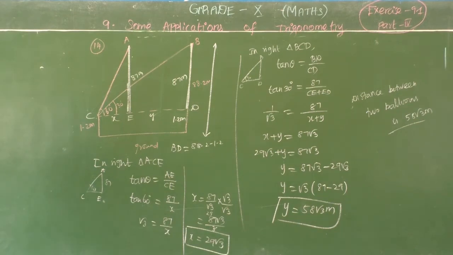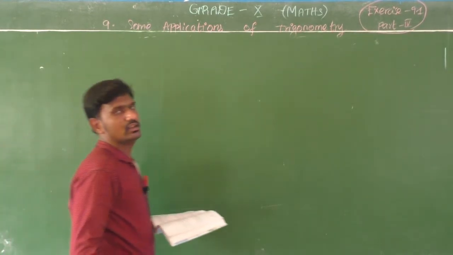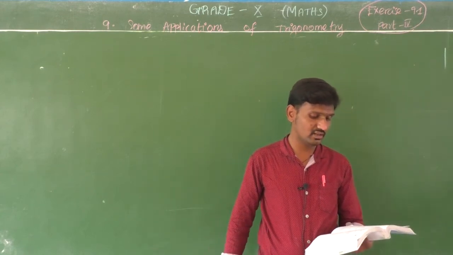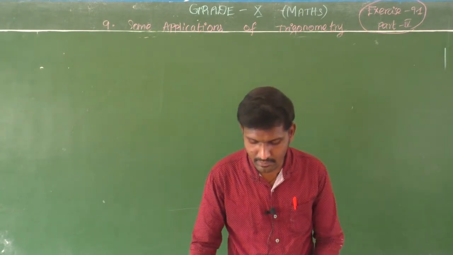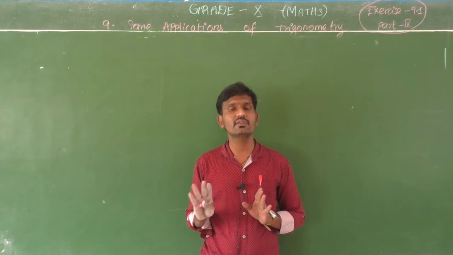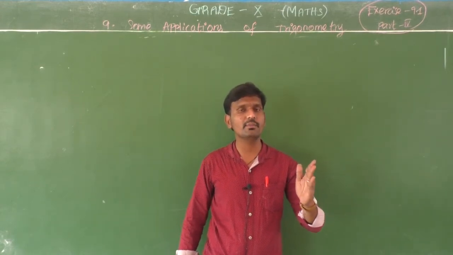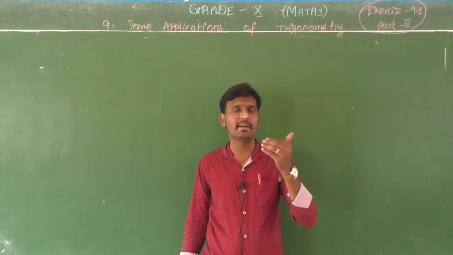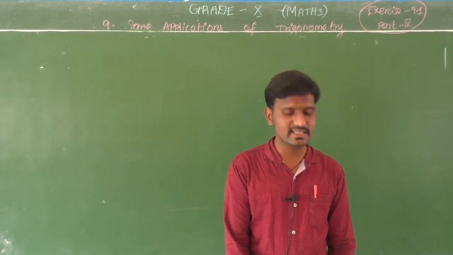Then the last question of this exercise, question number 15. Only 15 is remaining. Have you completed all the questions? So I'm reading the question. Listen carefully. This is a different question, to find the time. In the previous questions we found the height of the tower and distance, but in this question we need to find the time taken.